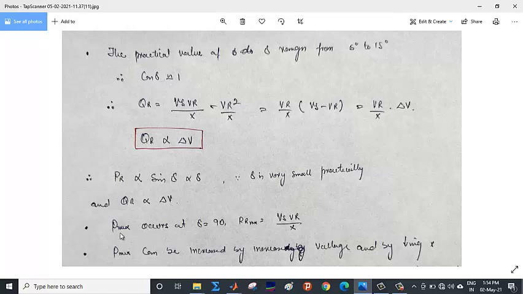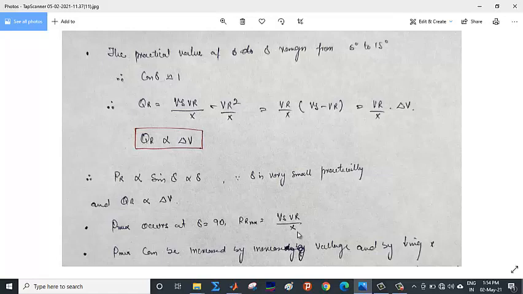And Pmax occurs when delta is equal to 90 degrees, that is equal to Vs VR by x. I have told you just before this slide. And Pmax can be increased by increasing the voltage, that is Vs and VR, and it can be also increased by decreasing this x. So by using bundle conductor, this x may reduce, which in turn increases the power transfer capability of the transmission line.